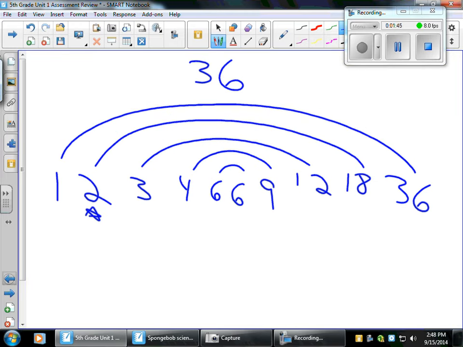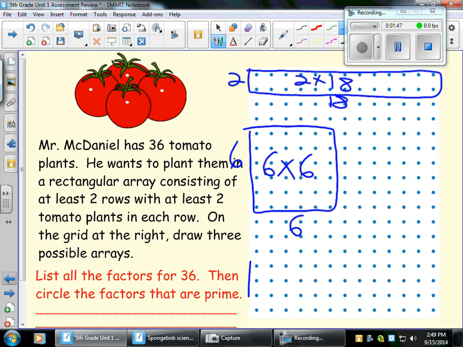Let's take a look back at my rainbow. Let's show 4 times 9. So I got 4 here. 1, 2, 3, 4, 5, 6, 7, 8, 9. Well, 4. So 4 and a 9. 4 times 9. That will show my different arrays.